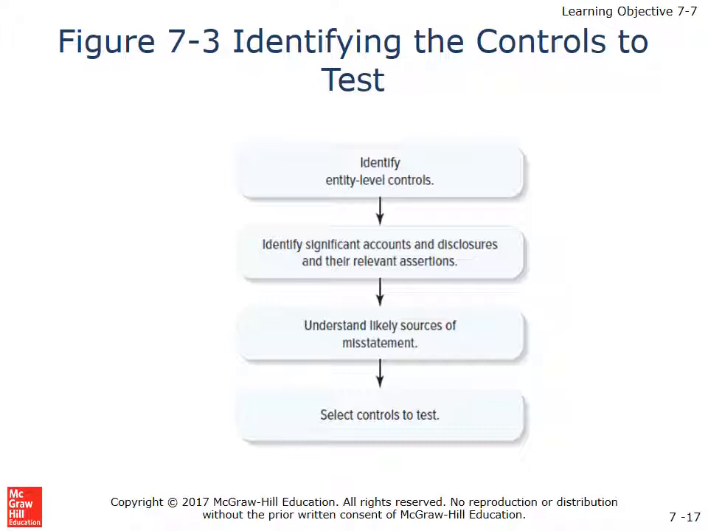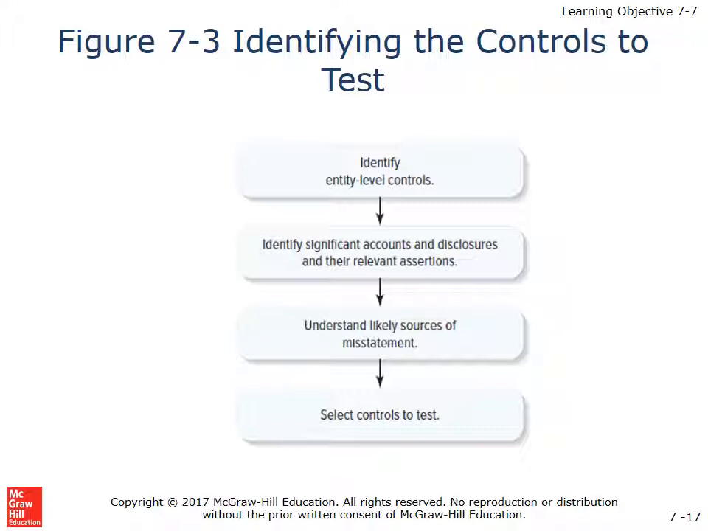Now, there are 2 entity level controls required for specific evaluation by the auditor: the control environment and the period end financial reporting process. We've talked about the control environment. You could read through that again. But the second part, the period end financial reporting process, this is important.